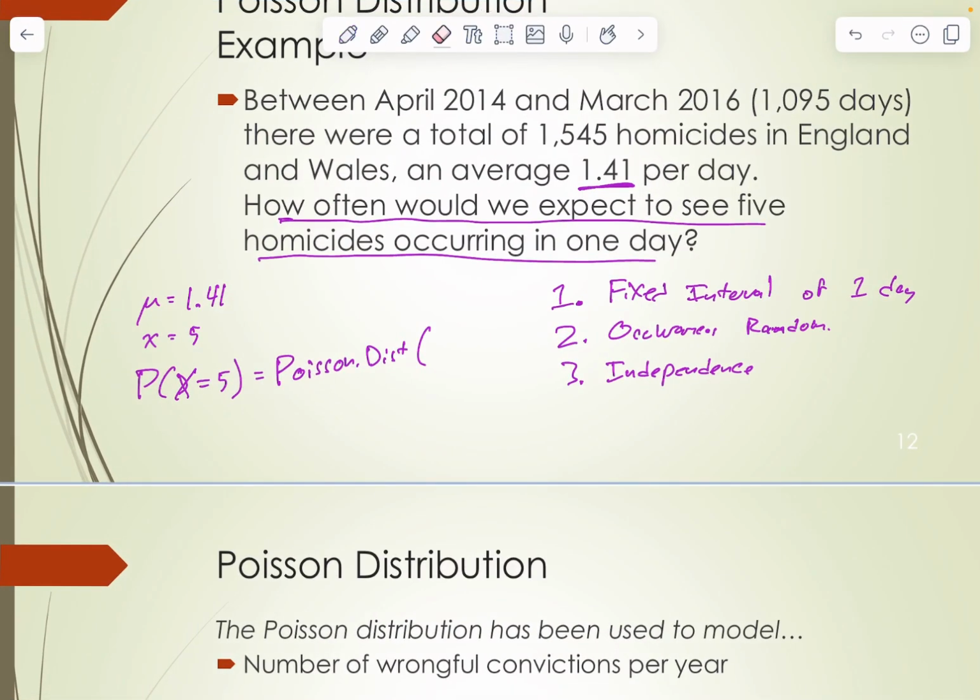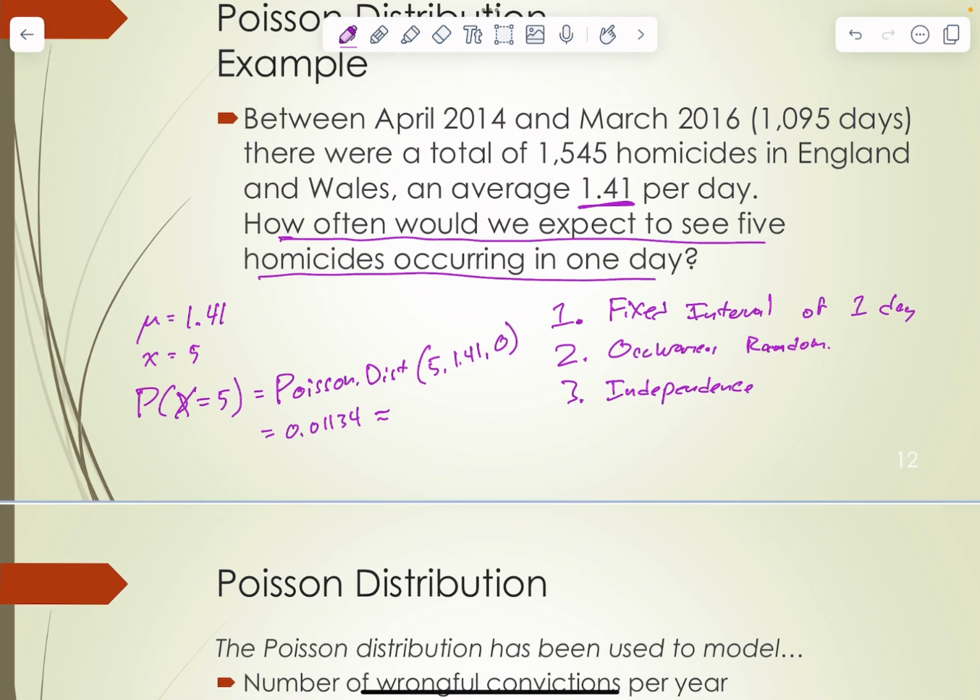So that was, what did we type in? We typed in 5 for the X, 1.41 for the mean, and 0 for that cumulative argument. And we got 0.01134. Okay, now that gives me the probability of there being 5 homicides in one day, but I want to know how often I can expect 5 homicides in one day. Does this value give us that? Well, this value is the rate at which it occurs.